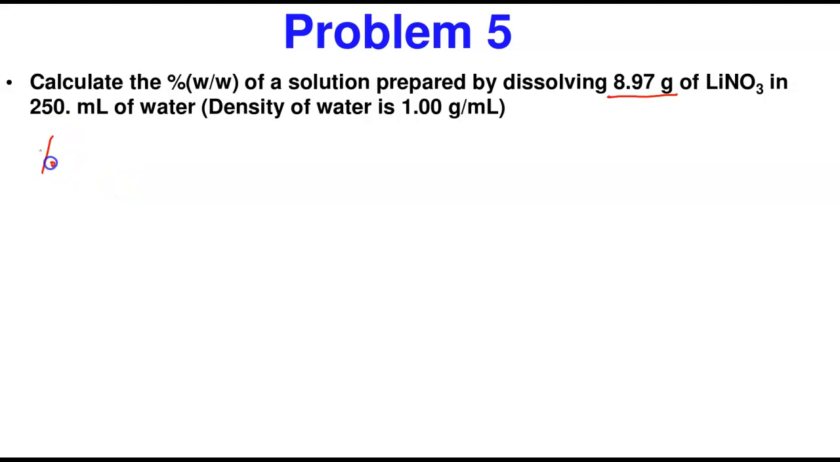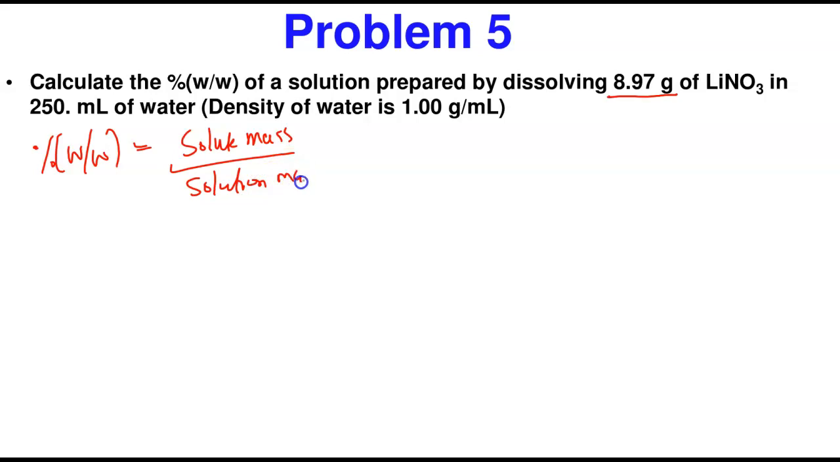Remember, weight percentage, let me write it. Weight by weight is solute mass over solution mass times 100. So what would that be? The next thing we're going to do is, now we have our solute to be 8.97 grams, but our solution, we don't have it.